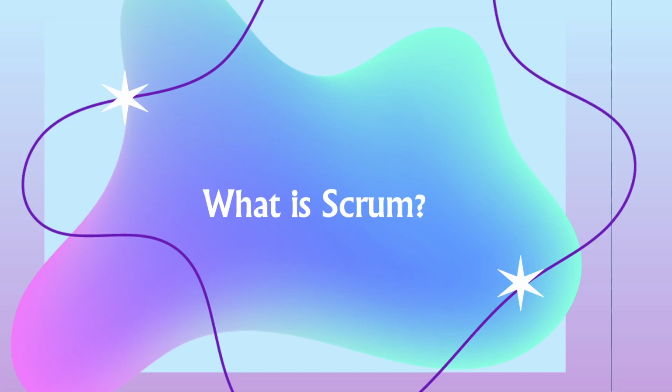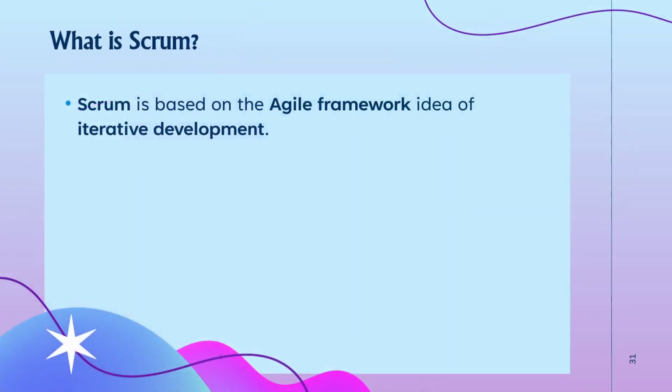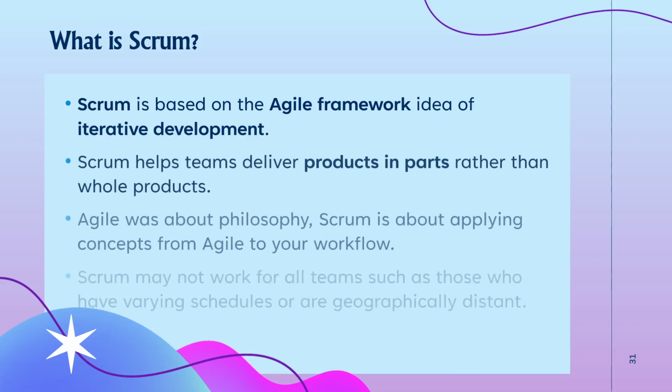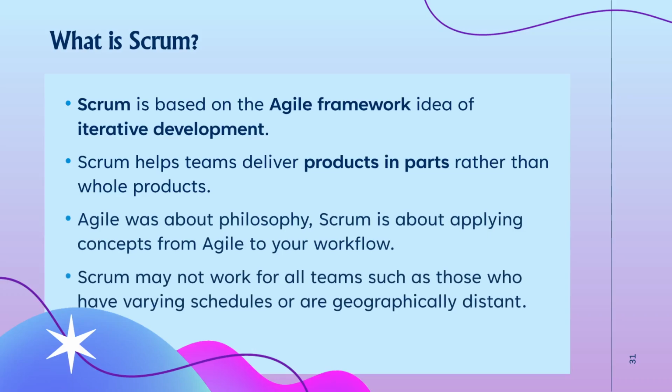So now let's return to an earlier question. What is Scrum now? Well, as I mentioned before, Scrum is based on the Agile framework. It's iterative development. Scrum helps teams deliver product in parts rather than in wholes, right? You're not delivering monoliths at a time, you're delivering updates, new features at a time. Agile was about philosophy, and Scrum is about applying those concepts.